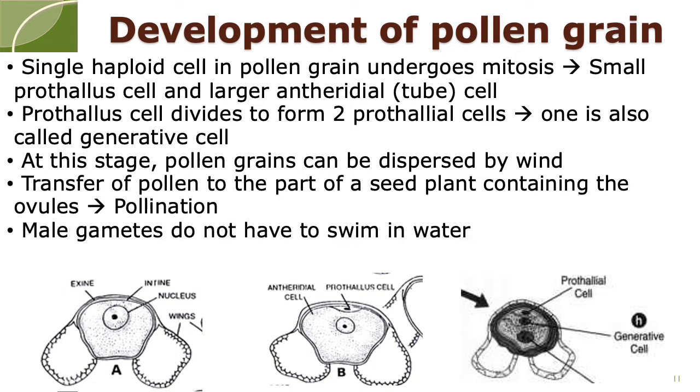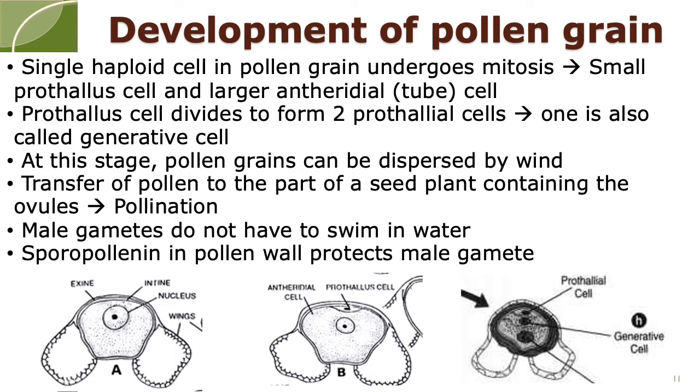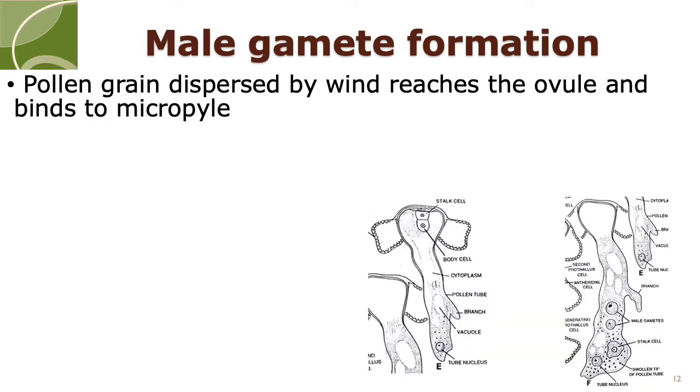Now, since pollination is through wind, the male gametes do not have to swim in water to find the female gamete. These pollen grains protect the male gamete because they have sporopollenin as part of their pollen coat. The pollen grains that are dispersed by the wind will reach the ovule, and they bind to a structure called the micropyle that's present in the ovule, which we will see in the next couple of slides.